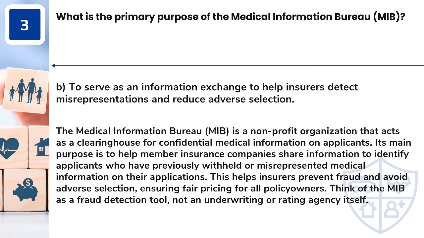Answer: B. To serve as an information exchange to help insurers detect misrepresentations and reduce adverse selection. The Medical Information Bureau, MIB, is a non-profit organization that acts as a clearinghouse for confidential medical information on applicants. Its main purpose is to help member insurance companies share information to identify applicants who have previously withheld or misrepresented medical information on their applications. This helps insurers prevent fraud and avoid adverse selection, ensuring fair pricing for all policy owners. Think of the MIB as a fraud detection tool, not an underwriting or rating agency itself.